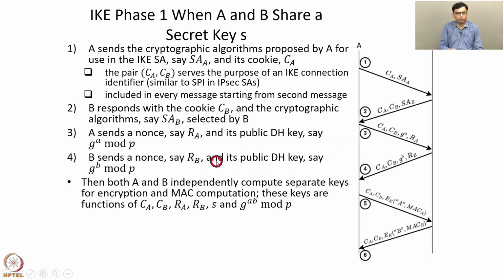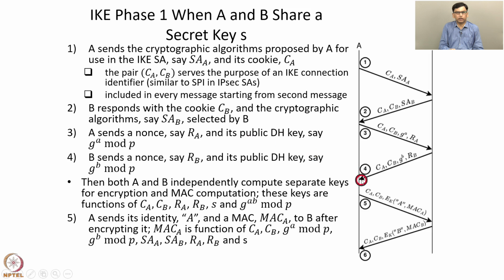A and B independently compute separate keys for encryption and MAC computation, and these keys are functions of all these values: CA, CB, RA, RB, S, and G to the power ab mod P. Notice that after exchanging the Diffie-Hellman public keys, they can agree upon the shared secret key G to the power ab mod P. Each one of A and B can find this value, and they independently compute separate keys for encryption and MAC computation, which are functions of all these quantities.